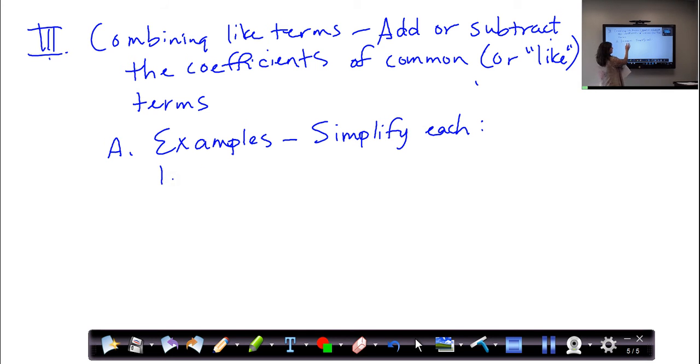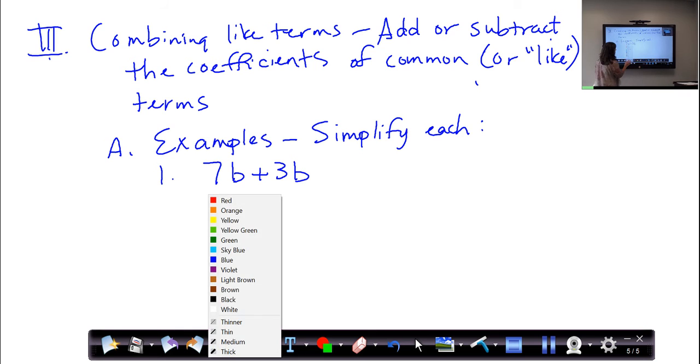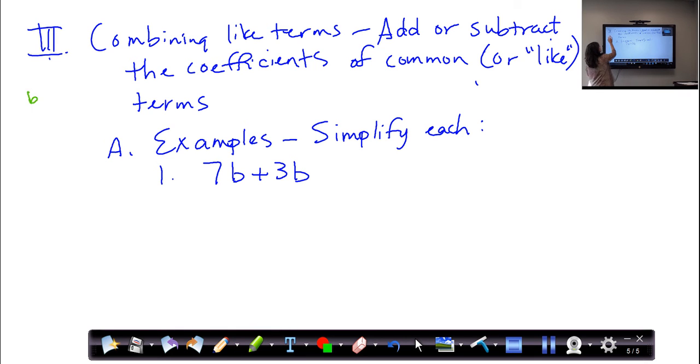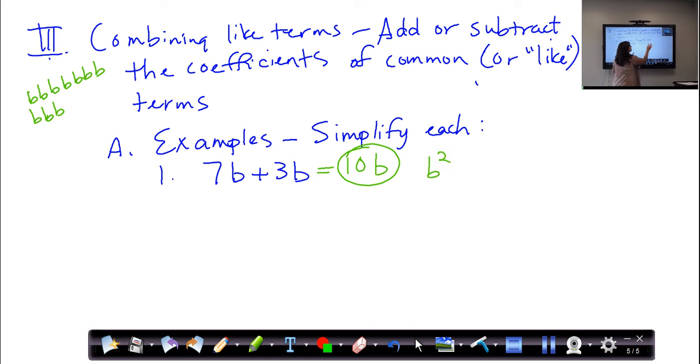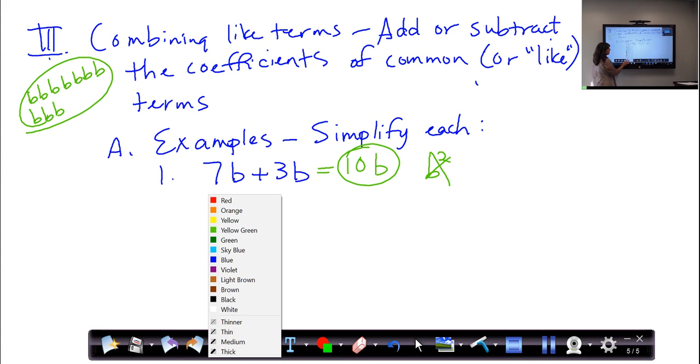So let's take this example. I have 7 b's, and I'm going to add 3 more b's. That's like saying I have literally 7 b's sitting in a pile in front of me. 1, 2, 3, 4, 5, 6, 7, and I'm going to put 3 more of these b's in the pile in front of me. How many b's do I have now? Well, I've got 10 b's sitting in that pile in front of me. Notice that it's not b squared. I don't want to do that because that's not what I see in this picture. I literally see 10 b's. So my answer is just simply a 10b.